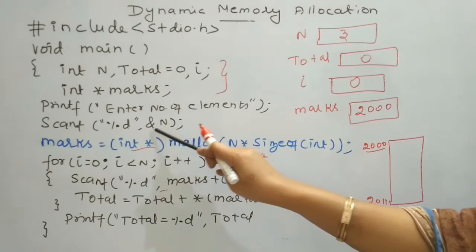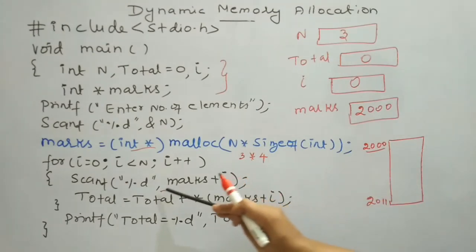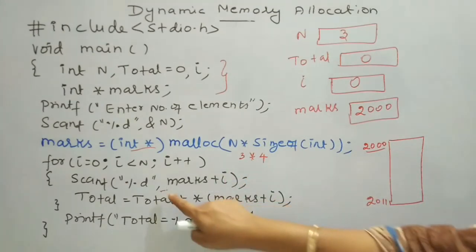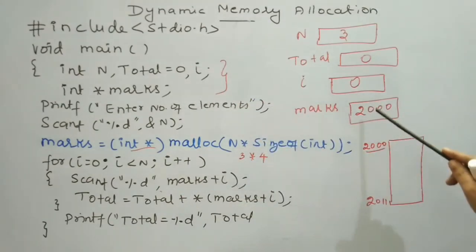To get the memory address of n, we are using this ampersand operator. Here we have not used the ampersand operator. Why? Because marks is a pointer variable which stores a memory address. So marks points to a memory address, and there is no need to put the ampersand symbol.